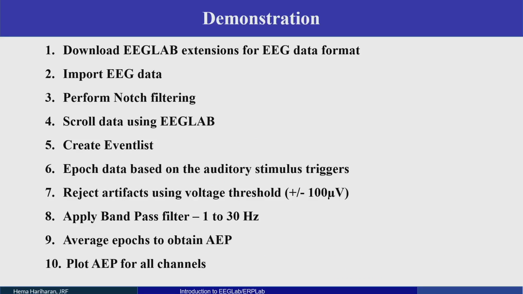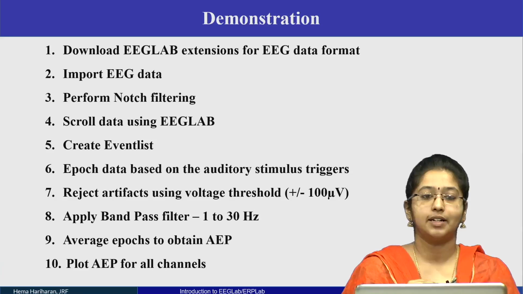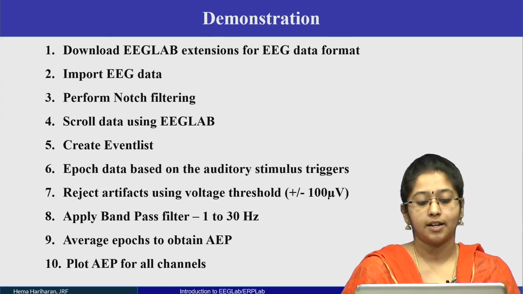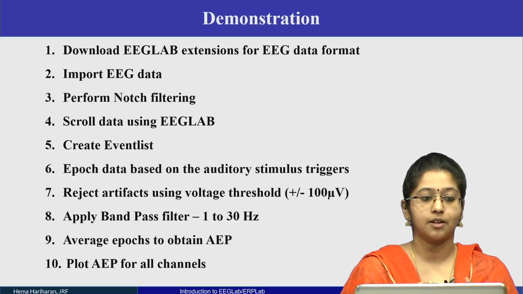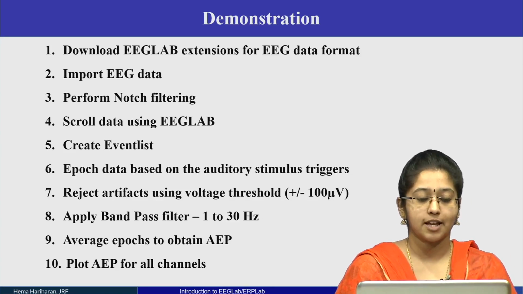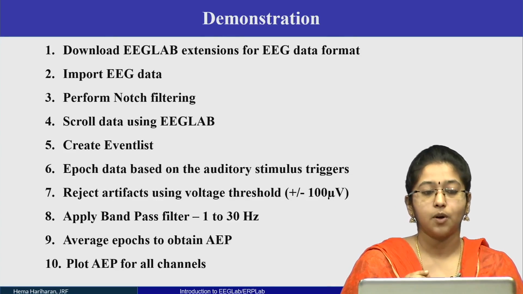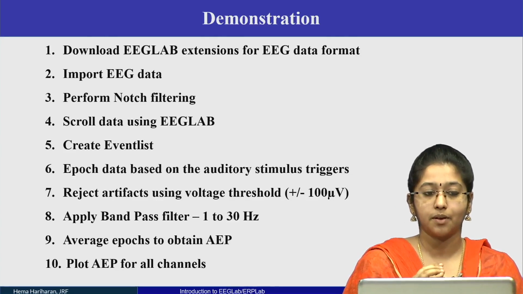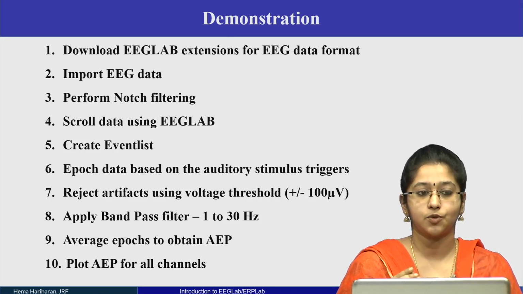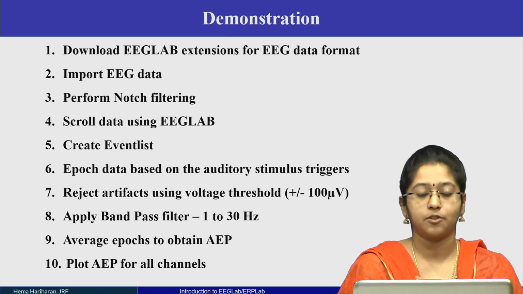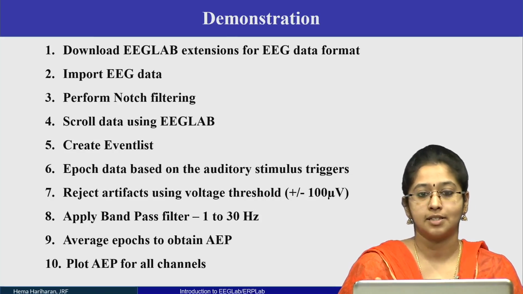Firstly, how to import the data, then how to do the filtering, then how to scroll along the data, how to see the whole data and how it looks, and then how to create this event list. The triggers are given from the Neuroscan system, but we can't just take the triggers as such. We have to assign a different name for them. So how to do that is the next step.